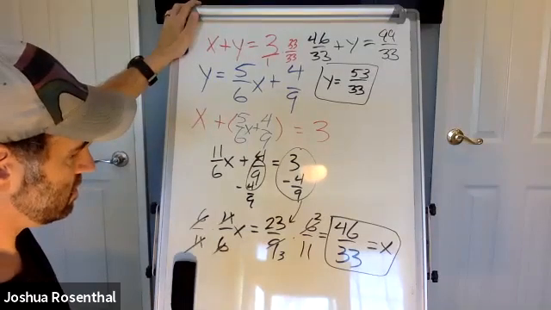Correct. And then you multiplied by the reciprocal on both sides to cancel that out and just get x equals 46 over 33. You betcha.